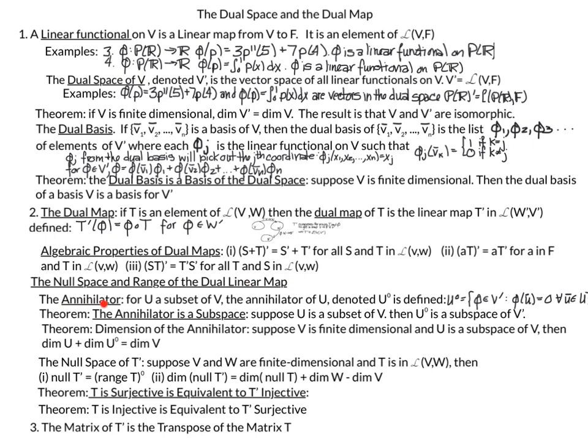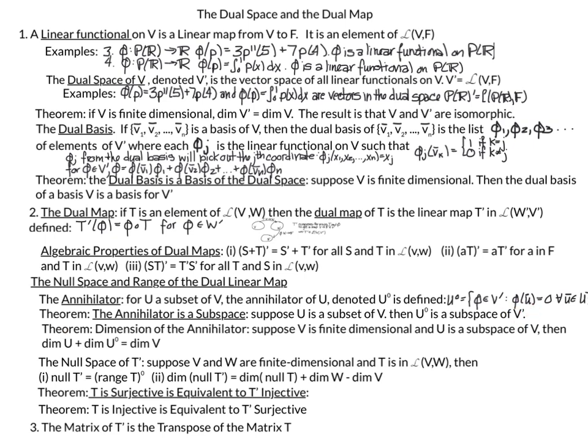First, we introduce the annihilator, which is very analogous to a null space. For U, a subset of V, the annihilator of U, denoted U superscript 0, is defined as the functions in the dual space such that phi of u is equal to 0 for all u in the subset U. And we have this theorem: the annihilator itself is a subspace, just like the null space is a subspace. So suppose U is a subset of V, then the annihilator is a subspace of the dual space.